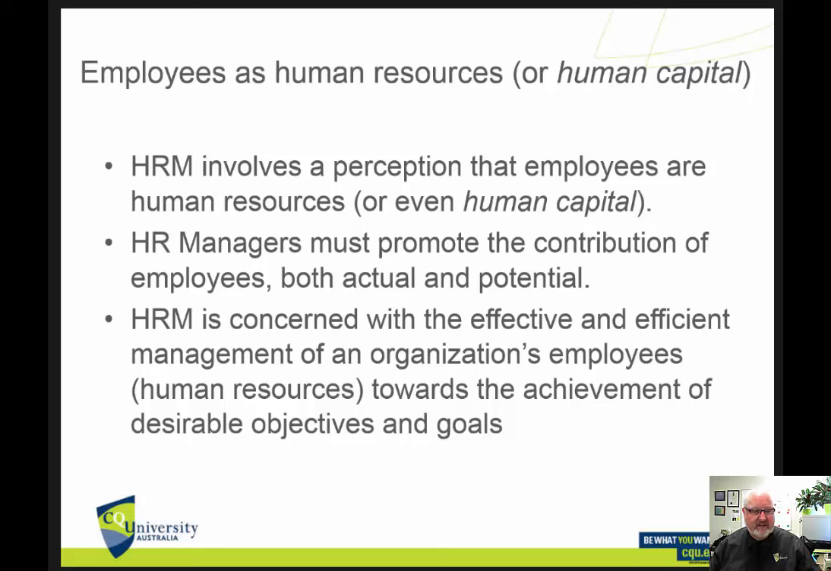And HR managers must promote the contribution of employees, both actual and potential. HRM is also concerned with the effective and efficient management of an organisation's employees towards the achievement of desirable objectives and goals. And it's really important that the organisation has confirmed these objectives and goals. And if we were talking about a firm or a company listed on the ASX, then you would be able to find their objectives and goals as part of their annual report.